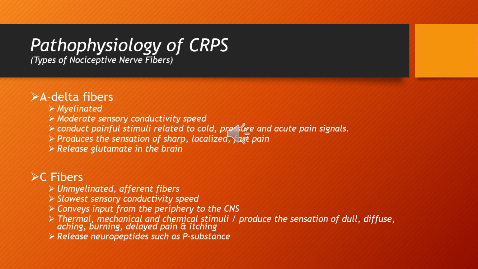Next, we have the A delta fibers. Again, these are myelinated and smaller with moderate sensory conductivity speed. They're free nerve endings that conduct painful stimuli related to cold, pressure, and acute pain signals. This is where they are very important in CRPS. The A delta fiber's action is to produce a sensation of sharp, localized, fast pain. These fibers also release glutamate, which is a pain transmitter in the brain.